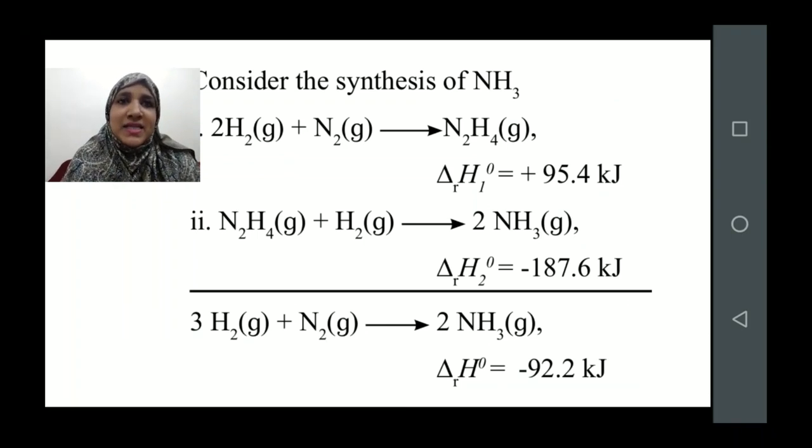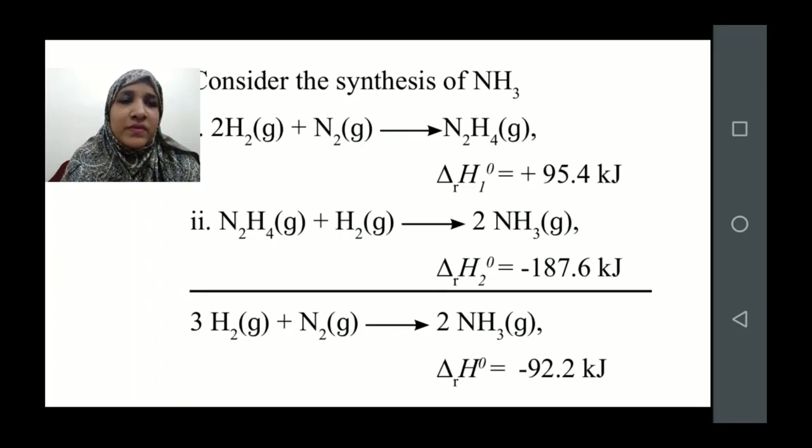Now consider the synthesis of ammonia, where 1 mole of nitrogen is reacting with 2 moles of hydrogen and forming N2H4 gas. Okay, this is not ammonia. Now for this first step, the enthalpy of reaction is found to be 95.4 kilojoules. Then in the next step this N2H4 reacts with another 1 mole of hydrogen and forms 2 moles of ammonia. For this reaction the enthalpy change is found to be minus 187.6 kilojoules.